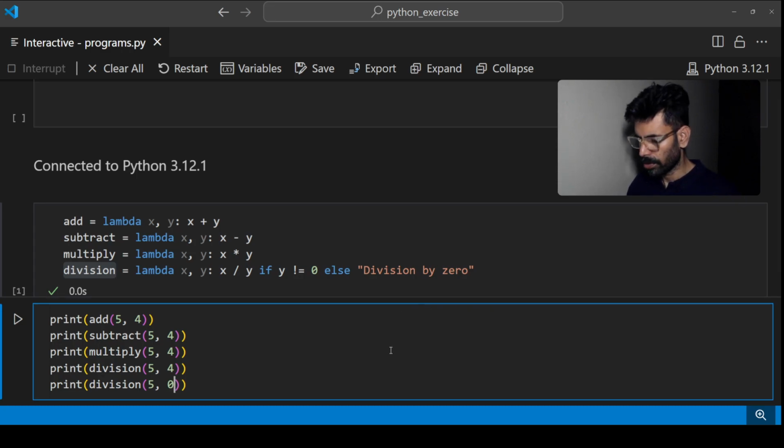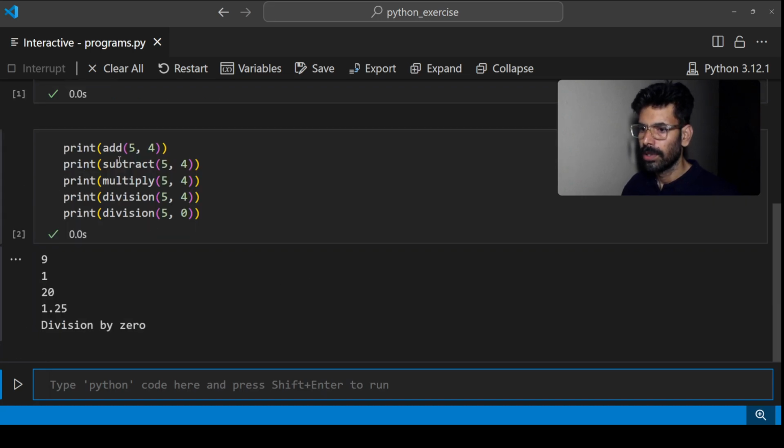Let's run these codes. 9, 1, 20, 1.25 and here error, division by 0. So this is the basic intro of lambda function. In the next video we are going to discuss more advanced places where we can use lambda functions.